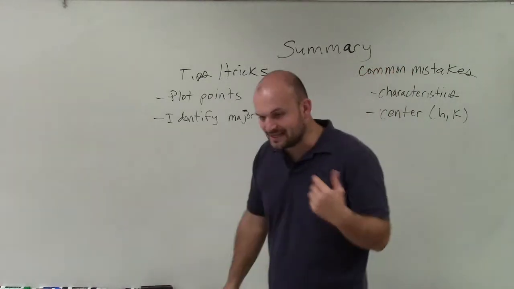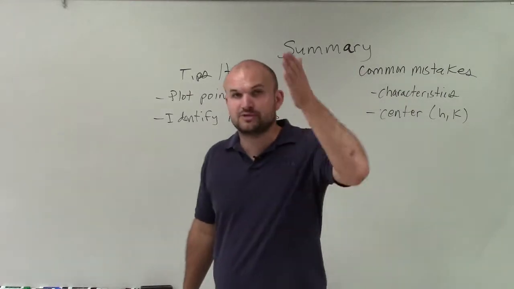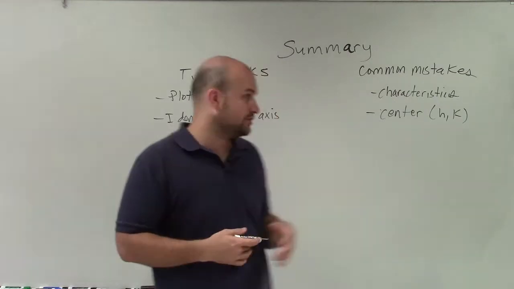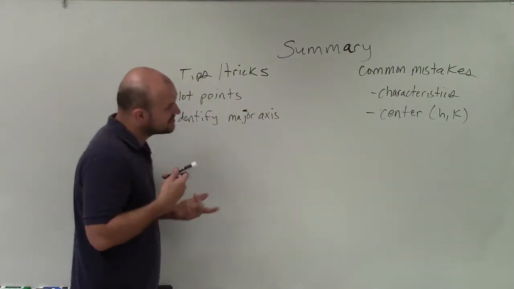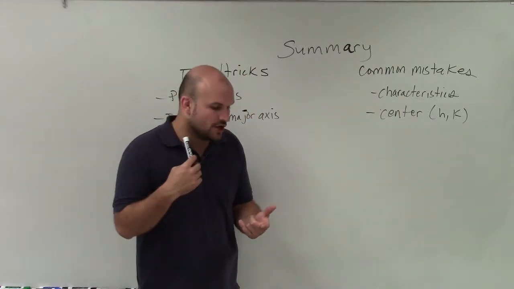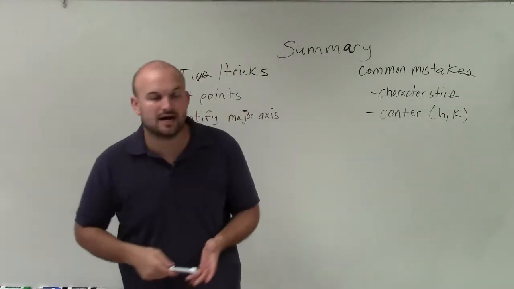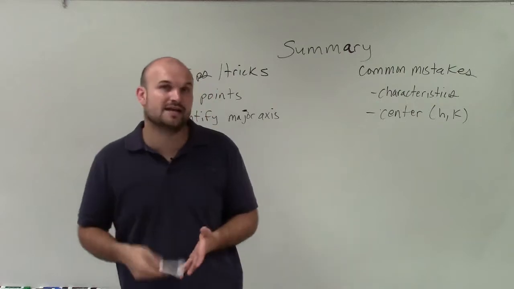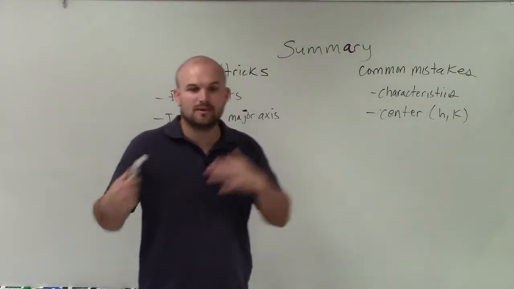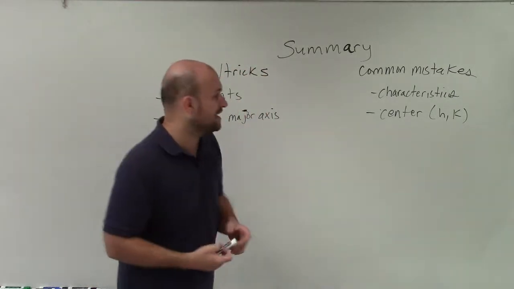And the next thing, identifying that major axis, because there's a big difference if your major axis is horizontal compared to vertical, depending on where the values of a squared and b squared are going to be for your equation. Next thing is some common mistakes, basically the characteristics. If students don't know the characteristics of an ellipse, knowing how to find the values for your vertices, your co-vertices, your foci, and your center, then I see students make a lot of mistakes. They forget what A equals, what B equals, what C equals. So make sure you understand the characteristics and what their values are.